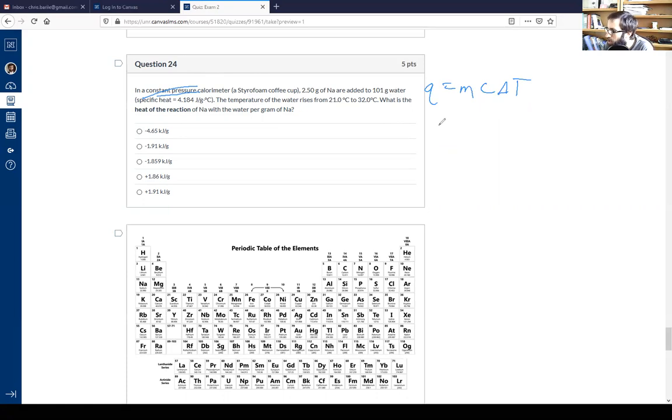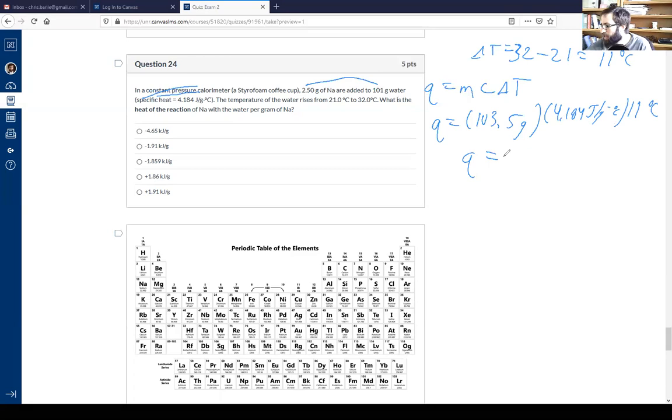Anyway, what is our mass here? Our mass is actually 103.5. It's both of these together. Gotta remember that it's both of those together. That's the total mass of the system: the sodium and all the surroundings, water. Specific heat is given to us, 4.184 joules per gram per degree centigrade, and that whole thing is times the change in temperature. Change in temperature is 32 minus 21. That's 11 degrees C, so I'll put 11 degrees C here.